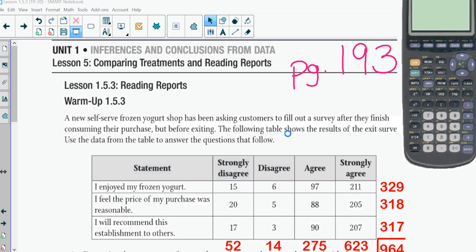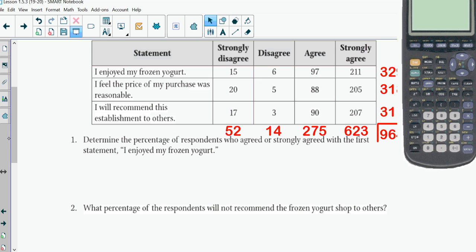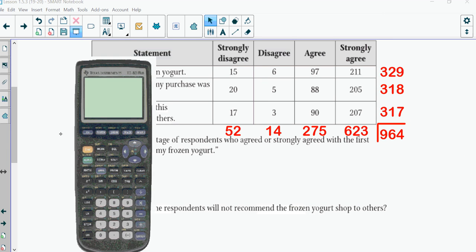The following table shows the results of the exit survey. Use the data from the table to answer the questions that follow. I went through and I put in my totals in here. Move this over here.